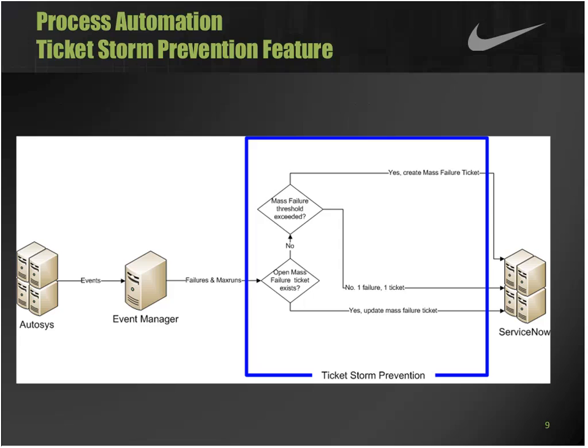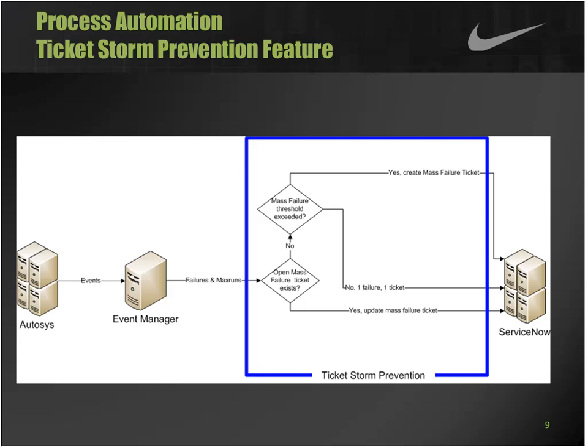So this is a picture of what we're trying to do with the ticket storm prevention feature. You can see Autosys sending the events to the event manager, and then we are only capturing the failures and max runs from the event manager into Process Automation Manager. And then the first thing we would ask is, do we have an open mass failure ticket for this particular failure on this particular platform? If we do, we know that there's a ticket storm in progress already, and then we would update that mass failure ticket with the job name that had that particular failure. If we don't have an open mass failure ticket, it means that a ticket storm is not in progress for that particular platform. And then we ask the question, have we exceeded the mass failure threshold?